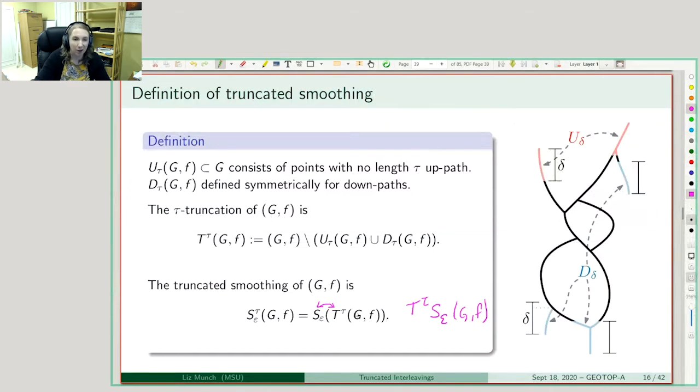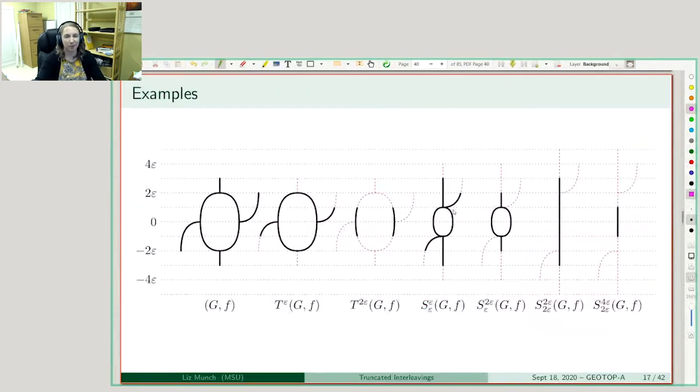In any case, my truncated smoothing is what happens when I smooth by epsilon and then truncate by tau, I think. Cool. All right. So let's talk about some examples. If I want to define this procedure, I'm going to do some just truncation without smoothing first. In this particular example, I have my original input Reeb graph. If I truncate by epsilon here, you can see the dashed regions are the ones that I'm getting rid of. So in this case, truncating by epsilon doesn't seem to screw up anything too badly. Truncating by 2 epsilon starts getting a little weird. If I truncate by 2 epsilon, I end up with actually 2 disconnected components.